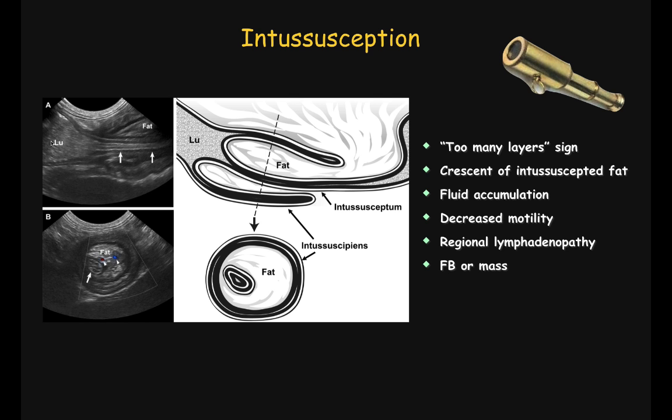The transverse views usually are easier to interpret, as they display the inner intestinal segment surrounded by the crescent of hyperechoic fat. And then we also can see the thickened, edematous outer intestinal segment, and usually poor motility is observed at the invagination site. It is important to fully evaluate the intussusception to rule out the presence of foreign material, or in older animals, the presence of a mass.